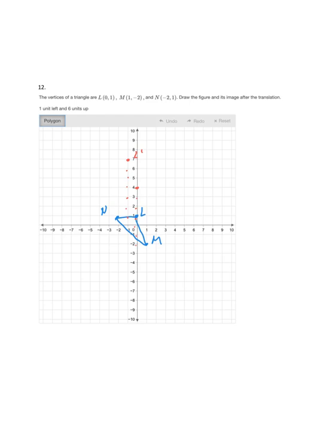6. This is going to be M prime at 0, 4. And then N, 1 to the left, 1, 2, 3, 4, 5, 6 up. This is going to be N prime, which is at negative 3, 7. So if I go ahead and connect the vertices, you can see that those triangles appear to be congruent.